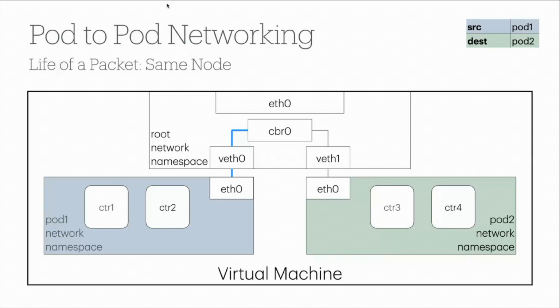And the bridge will have to figure out initially what is the MAC address of pod 2. So it will send out a packet to all the pods, and pod 2 will answer back saying, this is my IP address. It will add the entry to the lookup table, and the packet will flow forward to VETH1 pair. From there, it will flow to the ETH0 network device, and from there to the pod 2 network namespace.